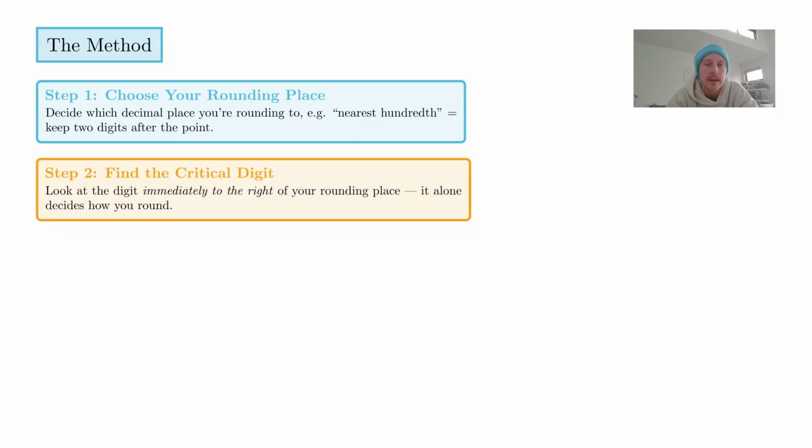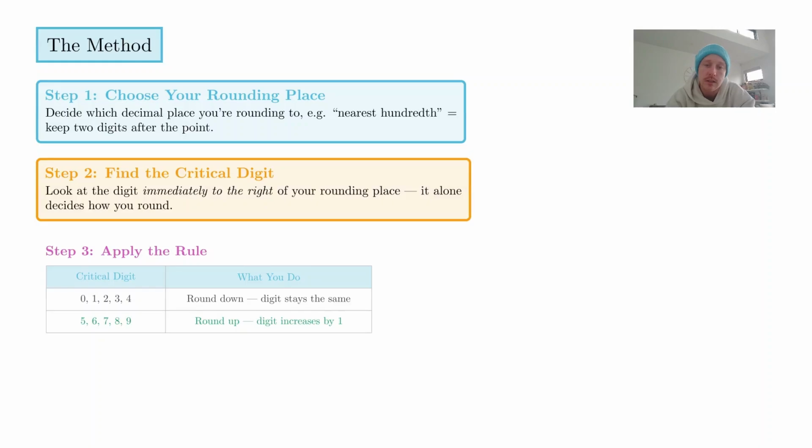Whatever it is. And then find what's called the critical digit, or what we're calling the critical digit. Look at the digit immediately to the right of your rounding place. It decides how you're going to round. That is the key thing. It's the critical thing.